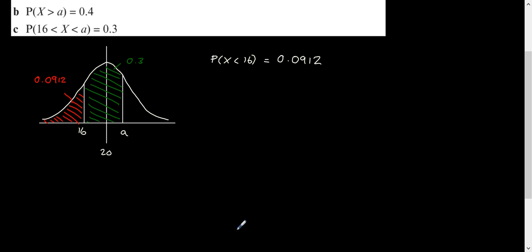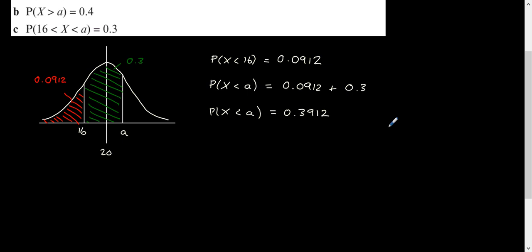Now that means that the probability of x being less than a is 0.0912 plus the 0.3 from the green area. So to the left of a is this area combined with this area, these two areas together. So the probability that x is less than a is going to be 0.3912. I just added those two together.